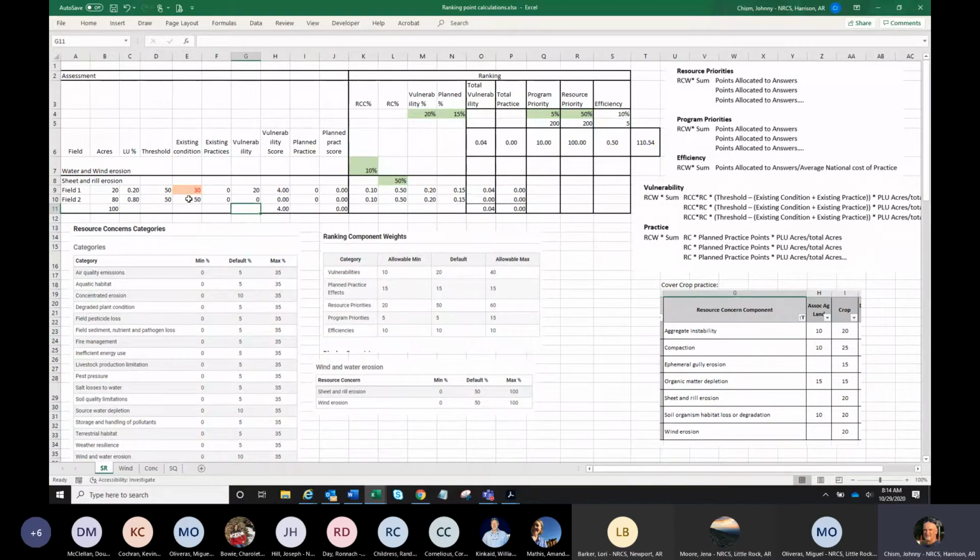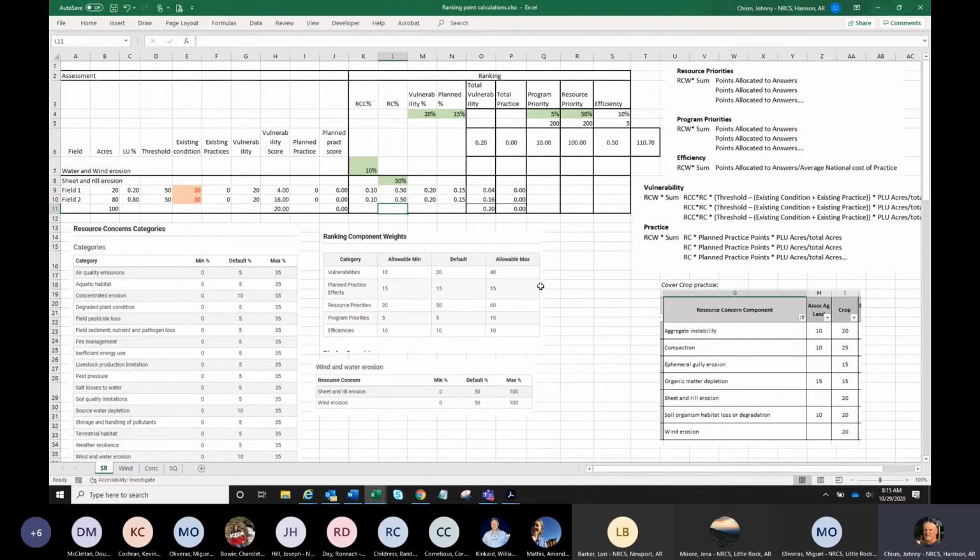And then you can also, let's say, for instance, the other field we determined that it also had a 30 existing condition. Well, when we do that, we get the full 20 points, but it's still multiplied by all these percentages. So it comes out with 0.2. So in this case, if this field was not vulnerable, we have 110.54, whereas if it was vulnerable, we have increased our score to 110.7. So seems kind of minor, but that is kind of how the vulnerability works.